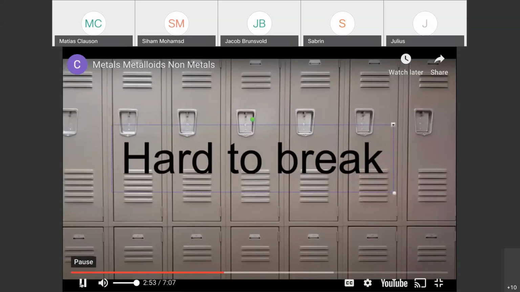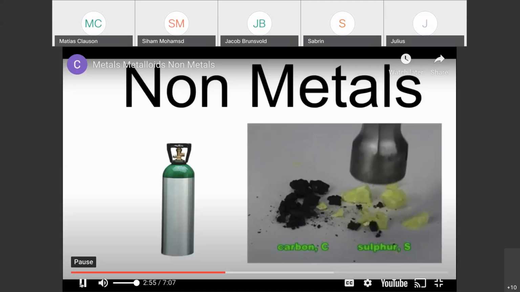We already knew that. So nonmetals are the exact opposite of metals. While most of the metals are solid, most of the nonmetals are gas. And the ones that are solid, like sulfur and carbon here, they're very easy to break, right? So we would say that those are brittle. Right. So brittle is the opposite of malleable.